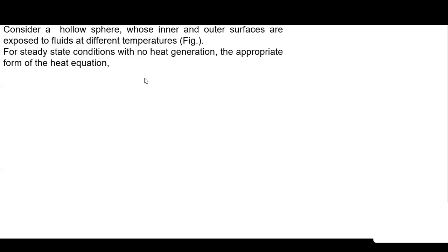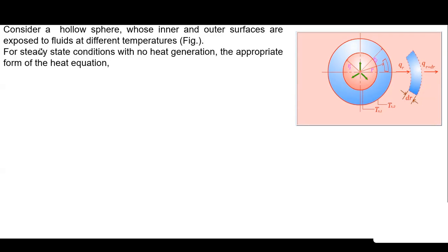Now we can repeat similar calculations for spherical systems. Consider a hollow sphere with inner and outer radii exposed to different fluids at different temperatures, as shown in the figure. For steady conduction without generation, we use the appropriate form of the heat equation. So let us consider a similar kind of system. The inner radius of the sphere is R1, the outer radius is R2. The inner surface is at temperature Ts1, the outer surface is at temperature Ts2, and the heat is getting transferred. We are ignoring the heat transfer in the other direction.